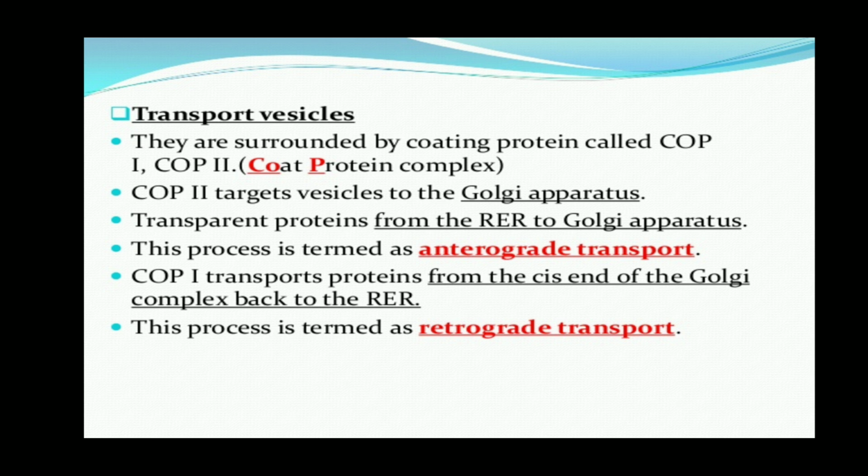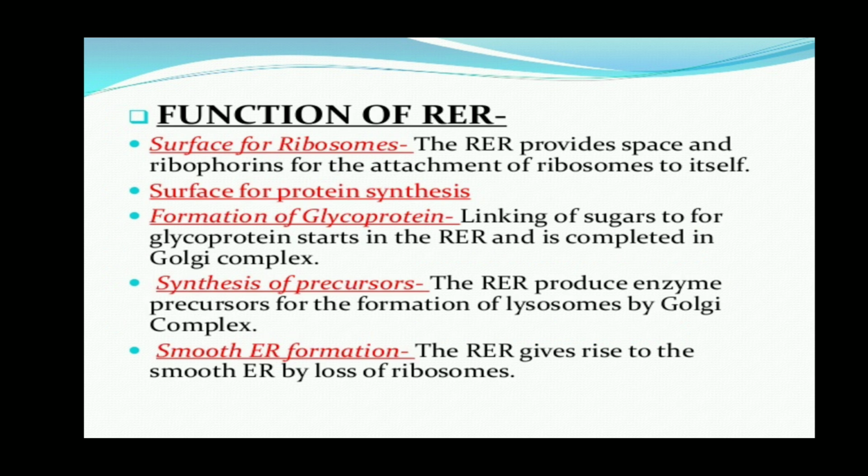The COP1, that is coat protein complex 1, transports proteins from the cis end of the Golgi complex back to the rough endoplasmic reticulum. This process is termed retrograde transport, just opposite to the anterograde transport.